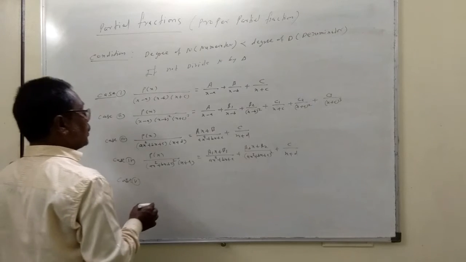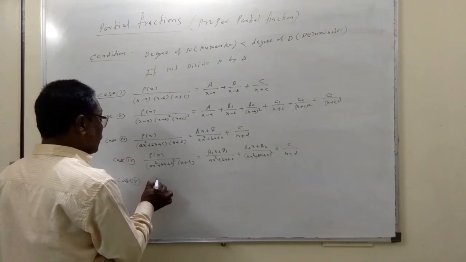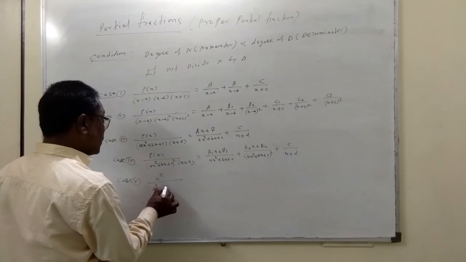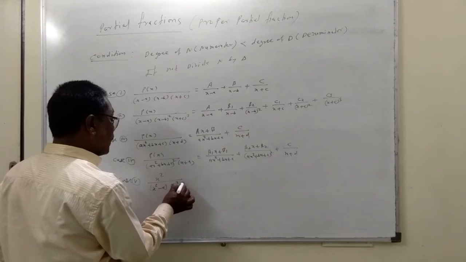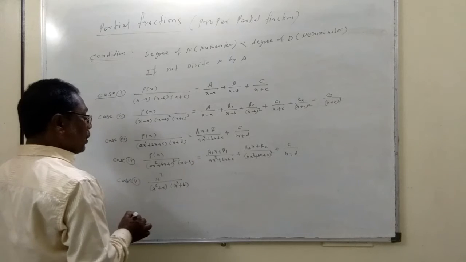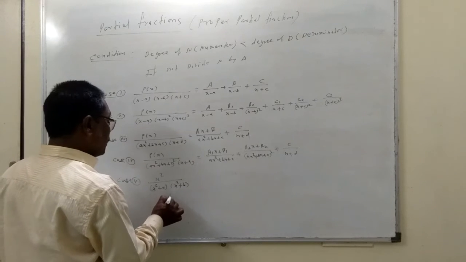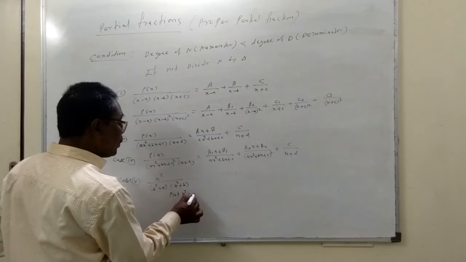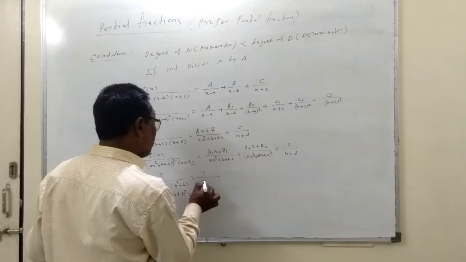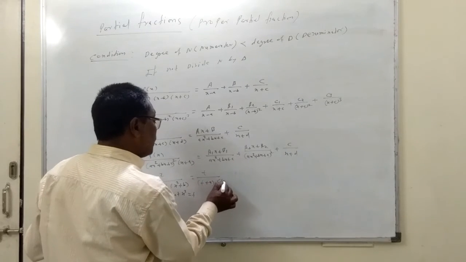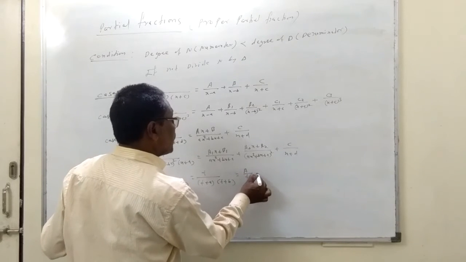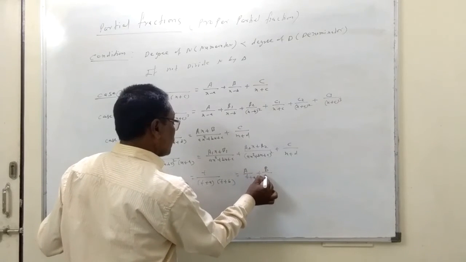Case fifth: sometimes examples are in this form, x square upon (x square plus a)(x square plus b), like this. Here all the terms are in x square, so we put x square equal to t. This example is converted to this form, t upon (t plus a)(t plus b). Now these are linear factors, so A upon t plus a, as in the first case, plus B upon t plus b.